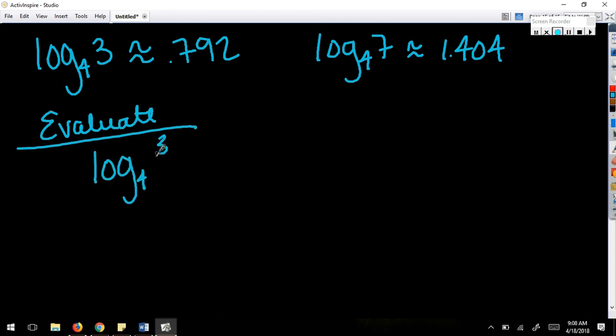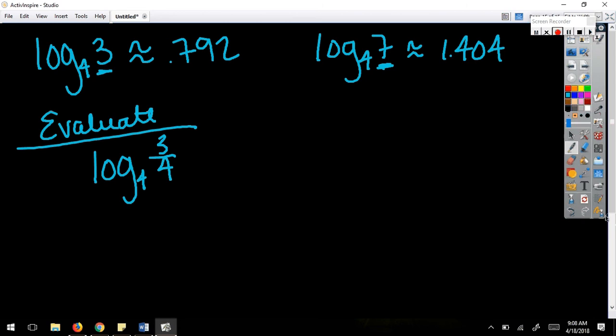And then they ask you something like evaluate log base 4 of 3/4 without a calculator, just using what you're given. You just plug in, don't you? You do. So what you have to do is you have to expand it first, and when you expand, you can only use the numbers given. So log. Oh, I meant to write, I'm sorry. That should be 3/7.